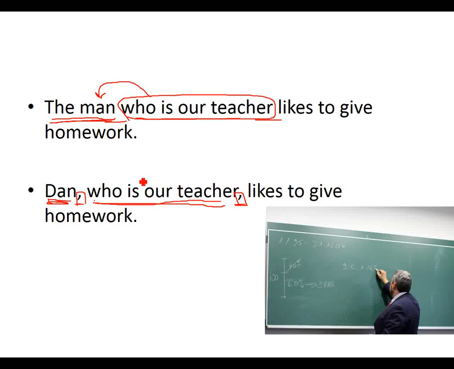Also, when we read these sentences, our voice drops when we say the adjective clause if it's a non-identifying adjective clause, or one that has the commas. If you listen: Dan, who is our teacher, likes to give homework. So you can hear a pause at each comma, and my voice drops just a little bit when I read the adjective clause. Let's look at another example.